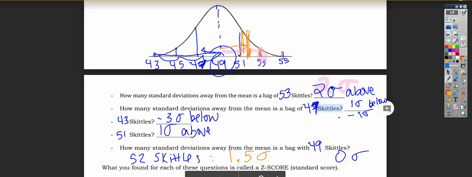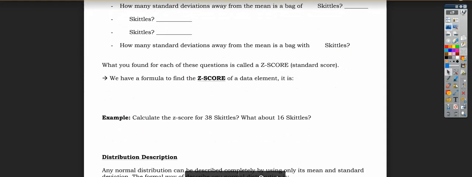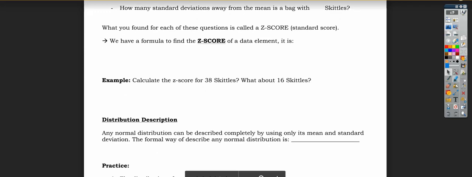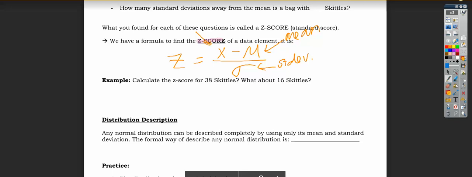So in math, we don't really like approximating, we like exact answers, and how we get those exact answers is by what's called a z-score. A z-score is how I get my exact answer. There's a formula for z-score, and it looks like this. Z equals x minus mu over sigma. This is my mean, hopefully you knew that. This is my standard deviation. X is the value that I'm testing. That's my test value.